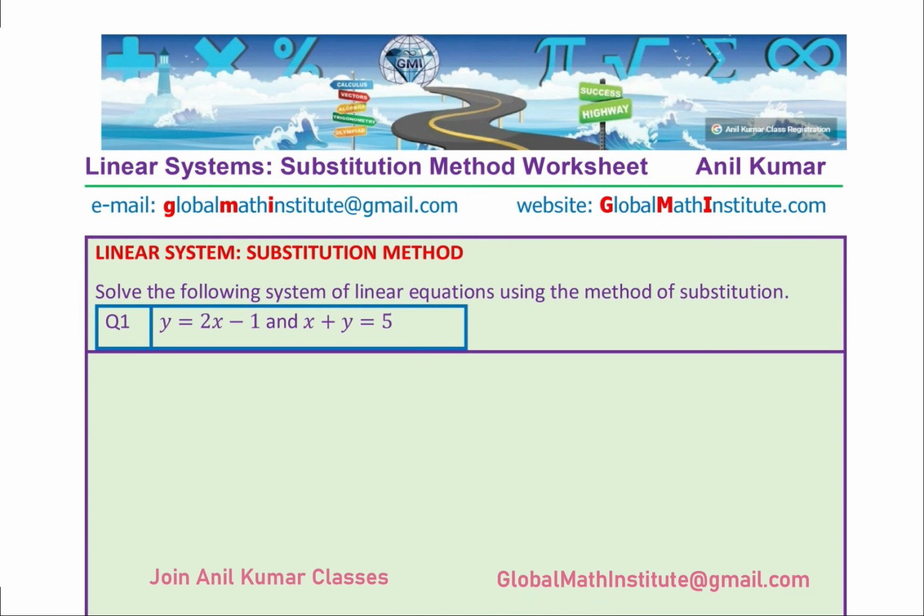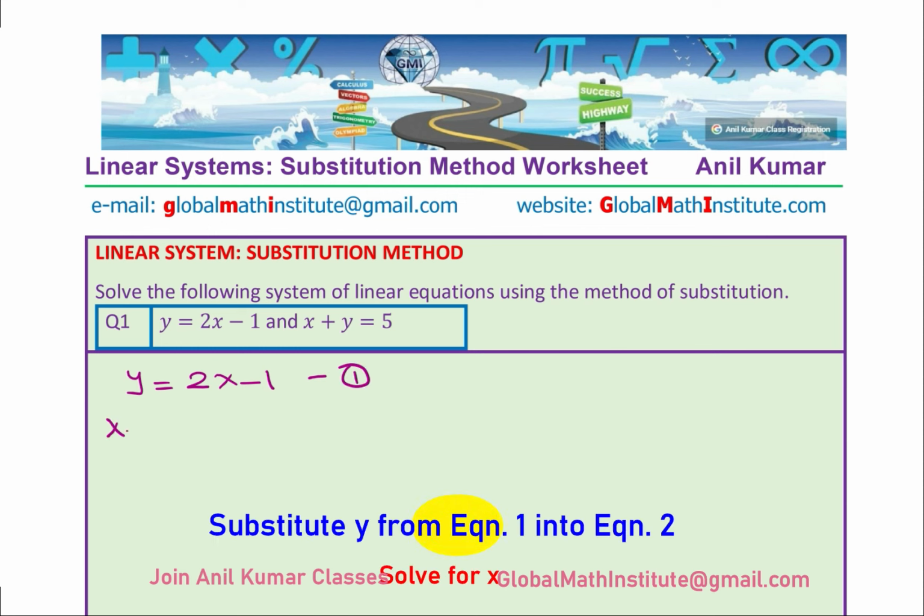So let's begin with the very first one. We need to solve the following system of linear equations using the method of substitution. We have y equals 2x minus 1 and x plus y equals 5. Let us rewrite these equations and number them. That is always the first step. So y equals 2x minus 1 is equation number 1, and x plus y equals 5 is equation number 2.